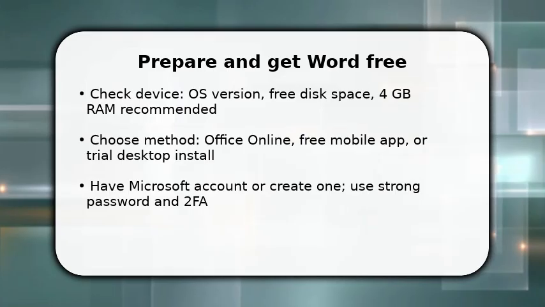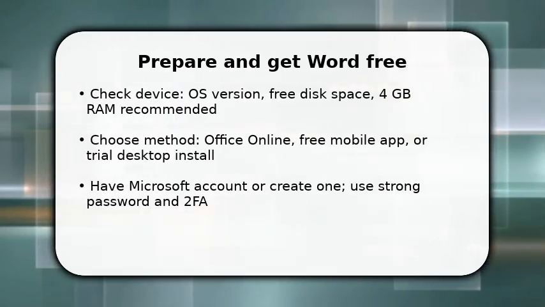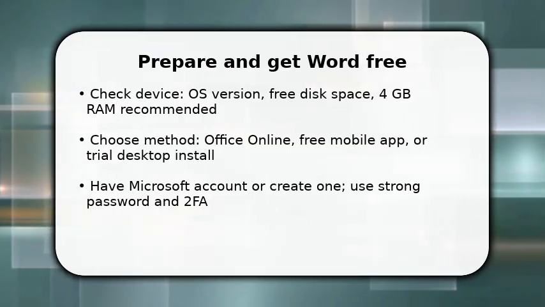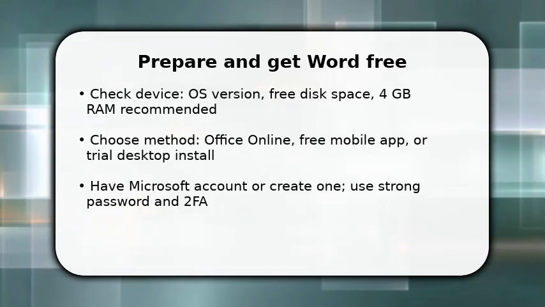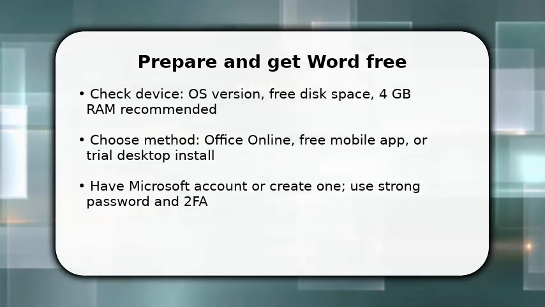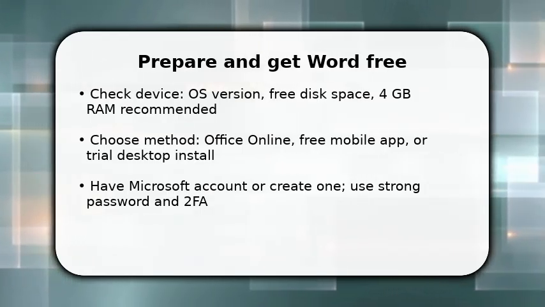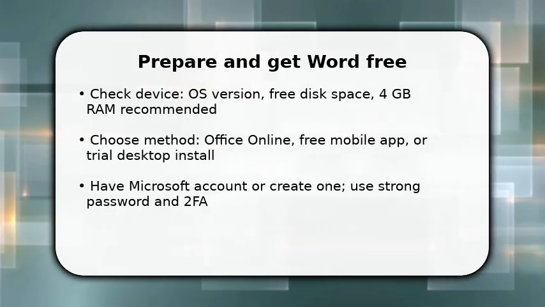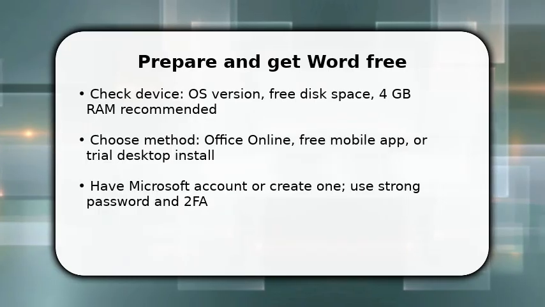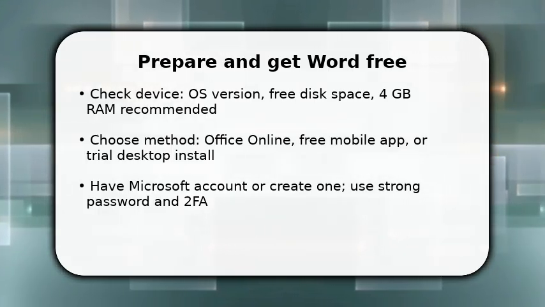You start by picking the quickest path: Office Online in a browser, the free mobile app, or a time-limited desktop trial. Sign into or create a Microsoft account now. This unlocks free web editing and mobile features. Once signed in, make sure autosave is enabled for cloud files so you won't lose work. If you prefer desktop, download the trial and install with standard settings. This gets you editing immediately, while we move on to using full features without paying.